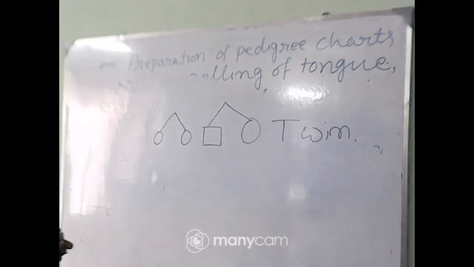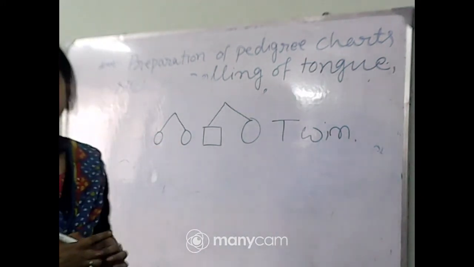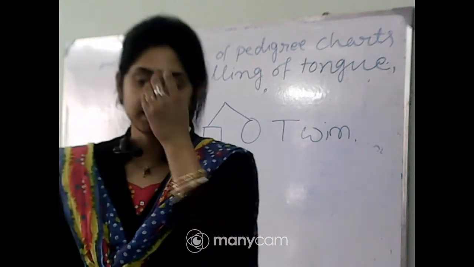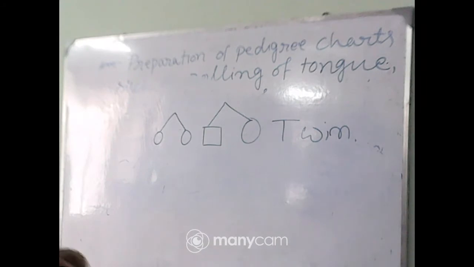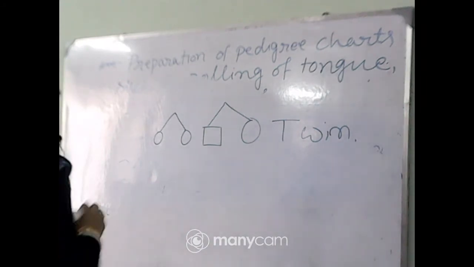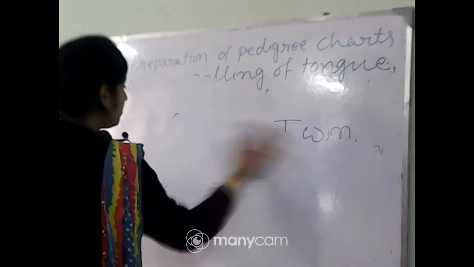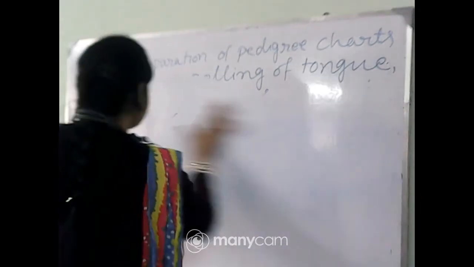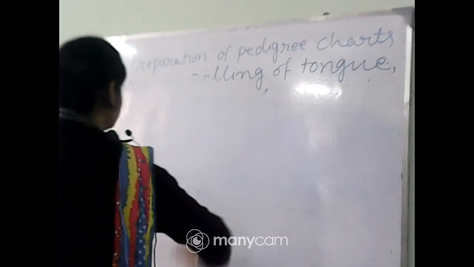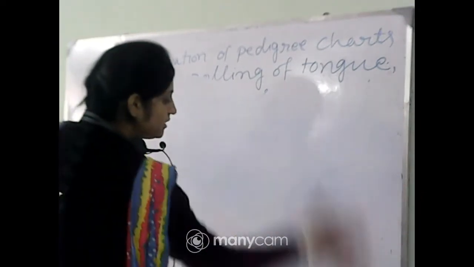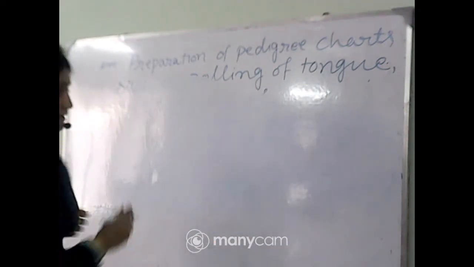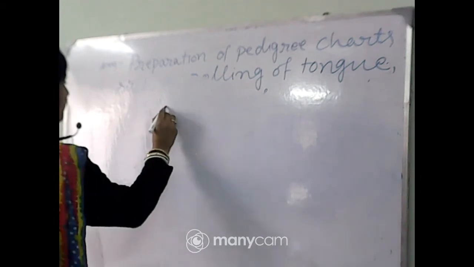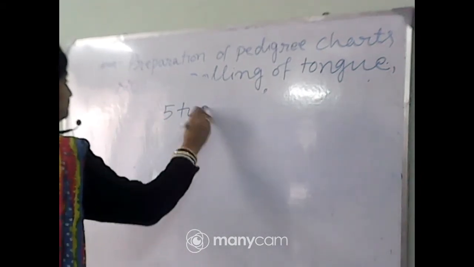Next, you know that there are two types of pedigree you have to analyze. One is the rolling of tongue and the second one is color blindness. There are actually five types of genetic disorder. You just remember the names, no need to remember all these things, because these two come under which genetic disorder I will tell you later. So first you have to know that pedigree analysis of genetic disorder is of five types.